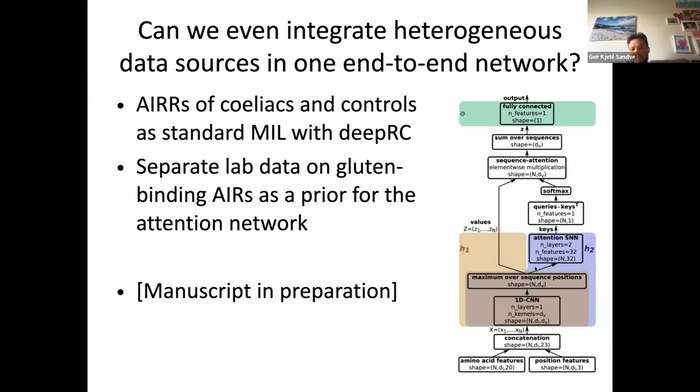But maybe if we have data on gluten binding immune receptors and the patterns in gluten binding immune receptors, maybe we can feed that into this network as a prior in order to guide the whole neural network to a more useful representation, more useful attention association here, but also even better representations of the receptors. So this is also in preparation.